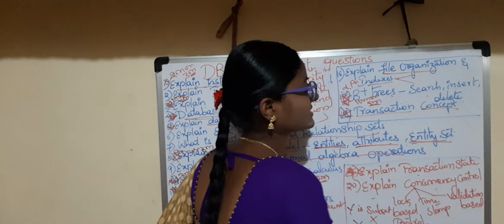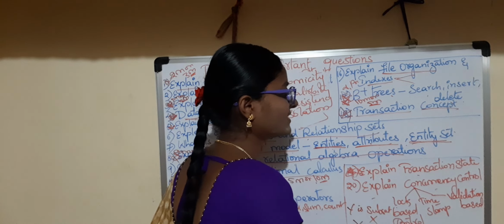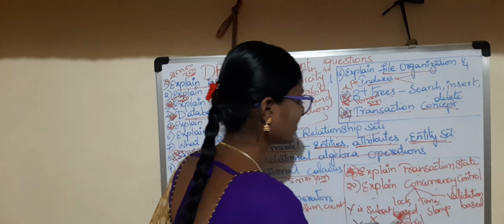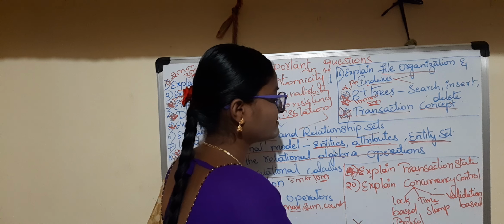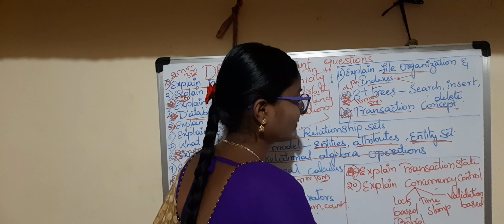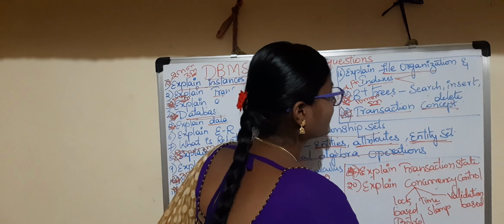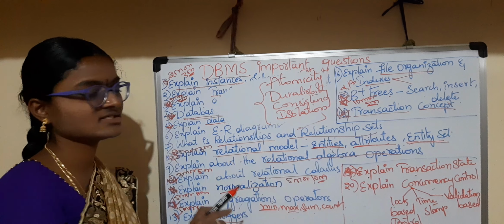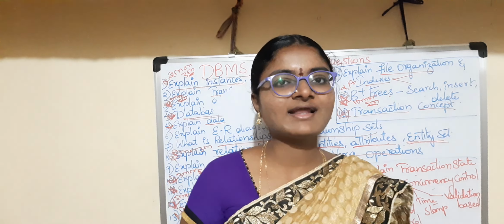Explain concurrency control. In that we have the log based protocol, timestamp protocol, and validation protocol. Note down all these questions in your notes, students, and prepare well and write your exams well.